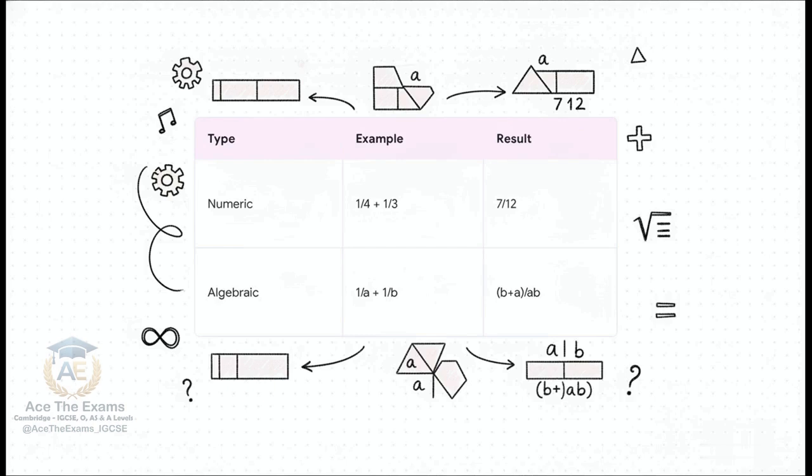Now shift your eyes to the algebra side, 1/a plus 1/b. The process is literally identical. Multiply the denominators a and b to get a common denominator of ab. Cross-multiply to get b plus a on top. The result is just b plus a over ab. There are absolutely no new rules here. It's just a different coat of paint.